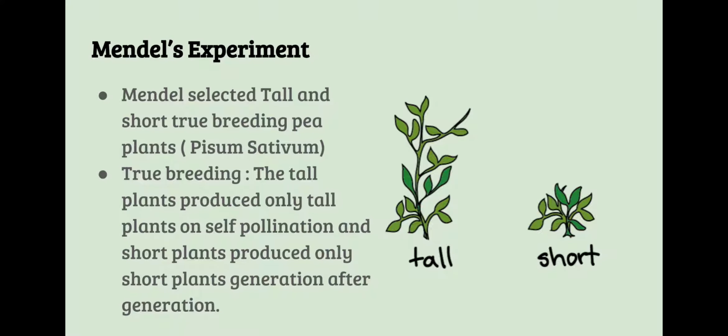For his experiment, Mendel chose true breeding plants which were tall and short plants, which meant that these plants on self fertilization bore seeds which only yielded offspring of the same size as the parents. So, tall true breeding plants produced only tall plants on self pollination, and short true breeding plants only produce short plants on self pollination, generation after generation.